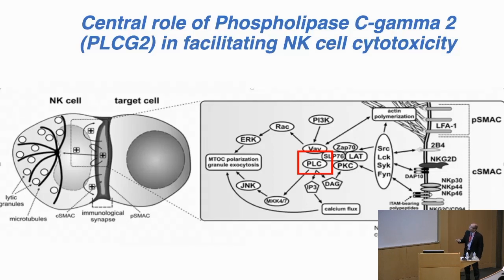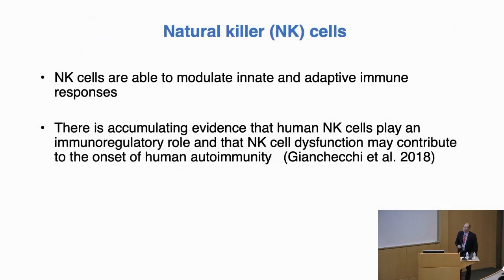If you zoom in on the signaling part, again, you have activating receptors and some proximal tyrosine kinases, but very central in NK cell responses is a protein called phospholipase C gamma 2, or PLC gamma 2, and that'll be important for the rest of this talk. So NK cells are able to modulate innate and adaptive immune responses, and there's accumulating evidence that human NK cells play an immunoregulatory role, and that NK cell dysfunction may contribute to the onset of human autoimmunity.